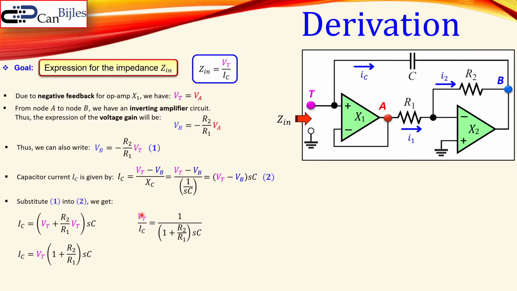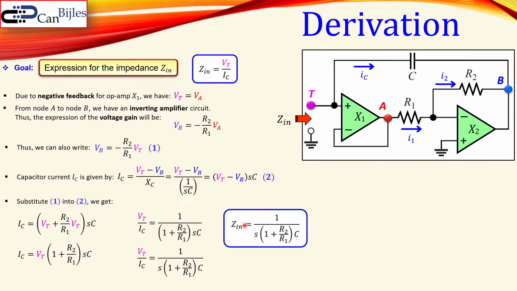So we see now here already what we wanted to have, because this expression has this Vt and Ic, and I have here 1 over this 1 plus R2 over R1 times Sc. Now we can write it in different ways, such that you have an S, again this Laplace parameter, in front, and then times 1 plus R2 over R1 times this capacitor C. We recognize that the input impedance now is given by this expression, because this expression was Z in.